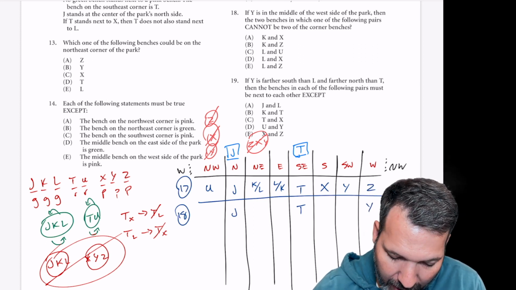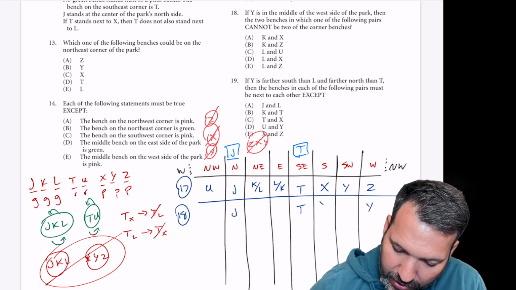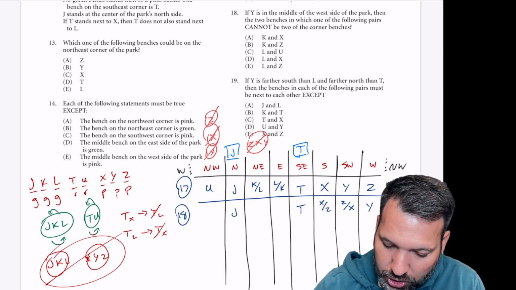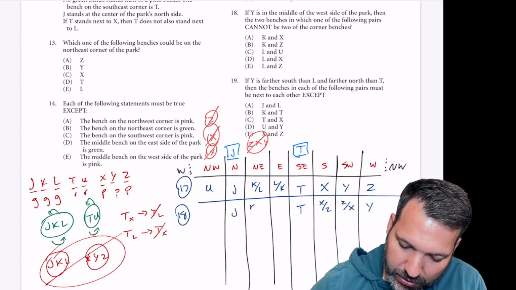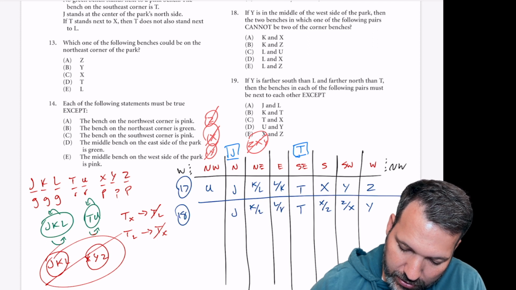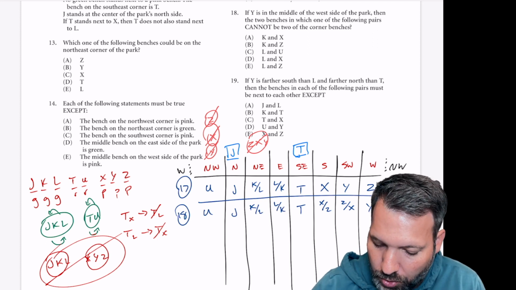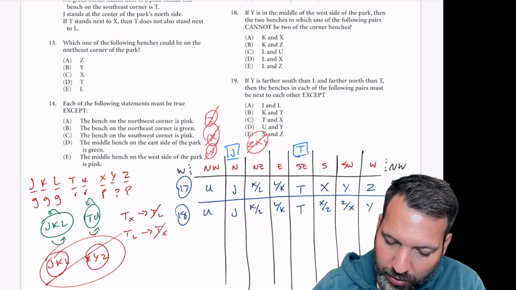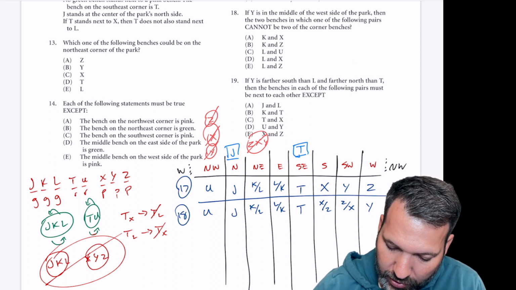Well, the same thing's going to happen here. We now know that this is either X or Z, and that's Z or X, because we can't put them next to J. And we also know, again, that means this is either K or L, this is L or K, and again, that means that northwest ends up having to be U. Now, they wanted to know which one of the following pairs cannot be two of the corner benches.